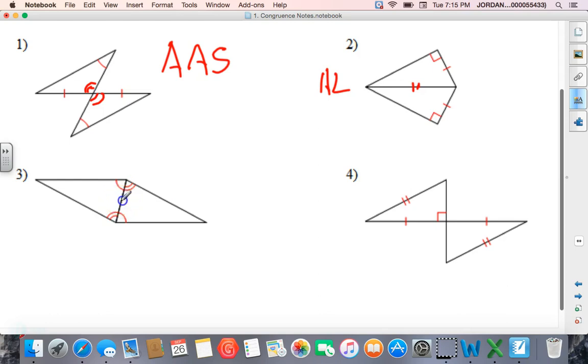Right here, you know this side is the same for both triangles. So you can say angle, side, angle. You can use that on this one. And then on this one, again, vertical angles. These angles are vertical, so you know this is also 90 degrees.